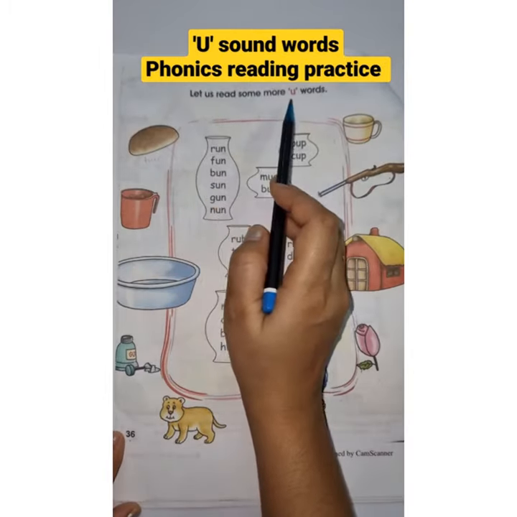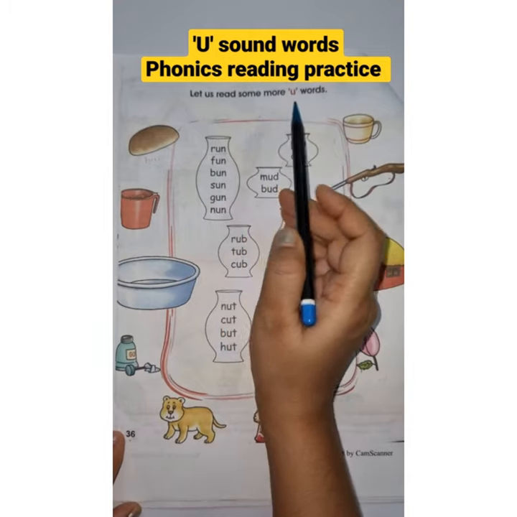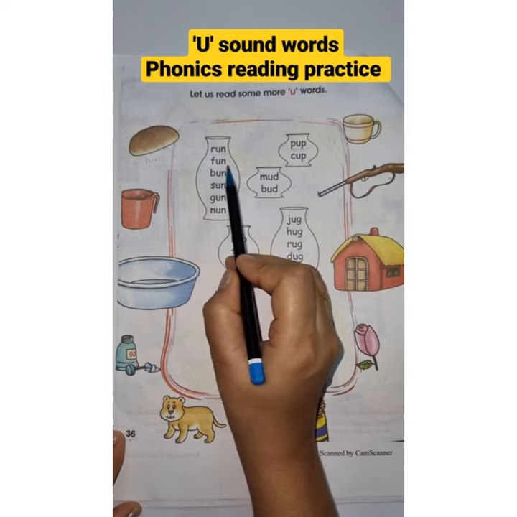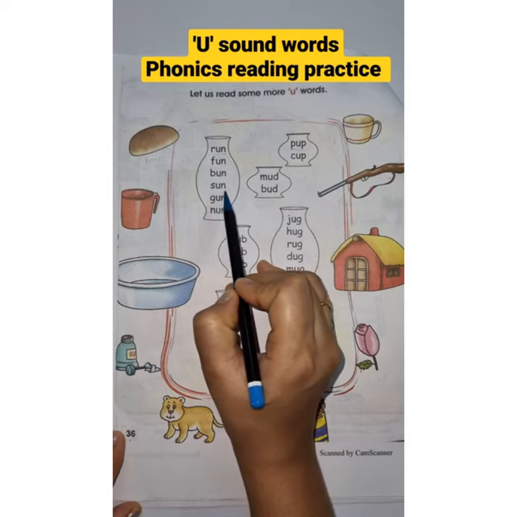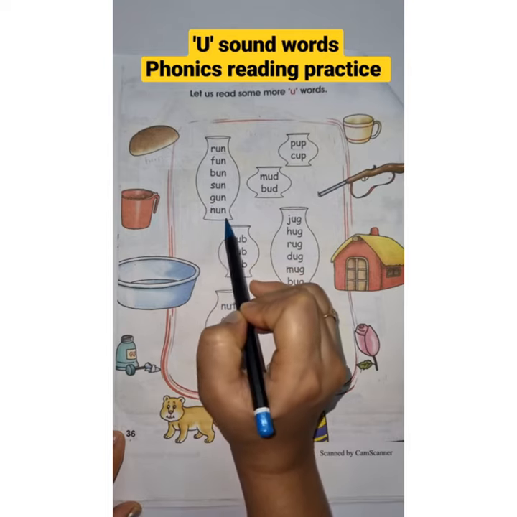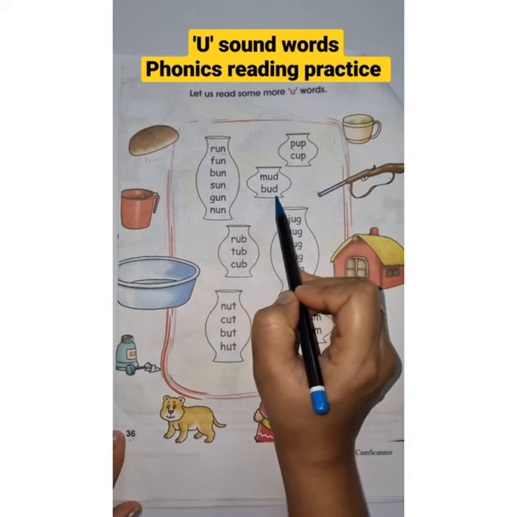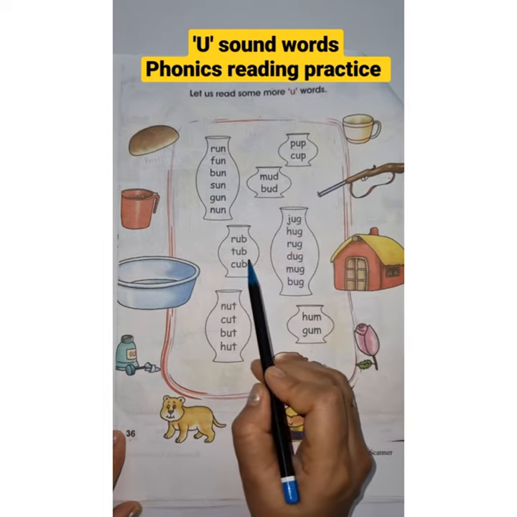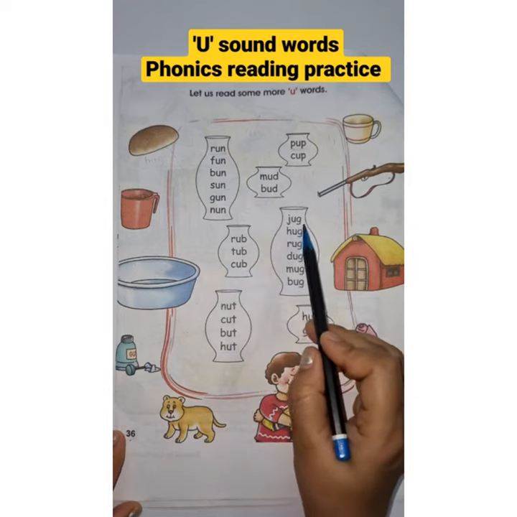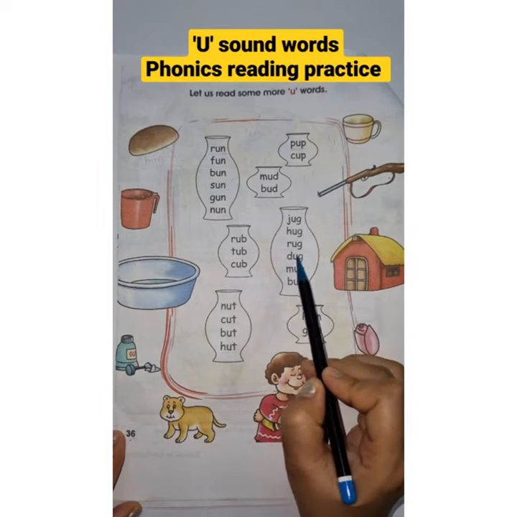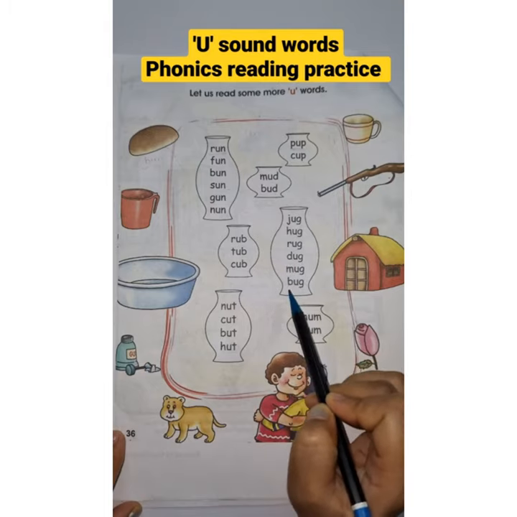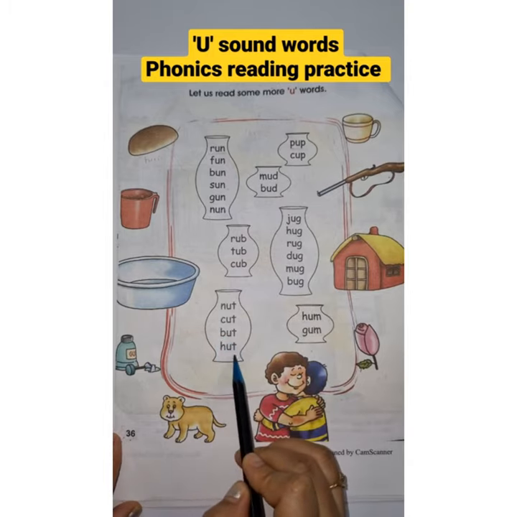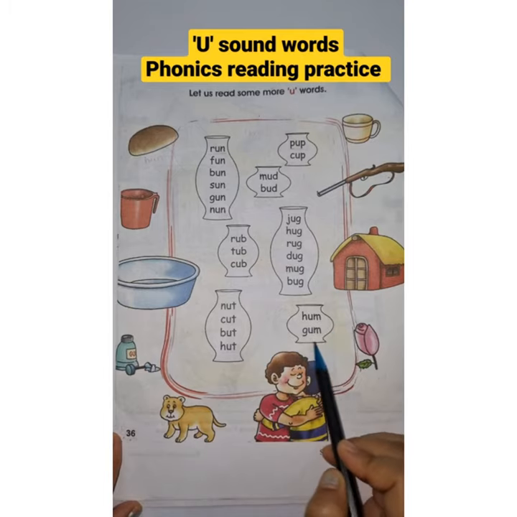Let us read some U words. The sound of U is u. Run, fun, bun, sun, gun, nun, mud, bud, pup, cup, rub, tub, cub, jug, hug, rug, dug, mug, bug, nut, cut, butt, hut, hum, gum.